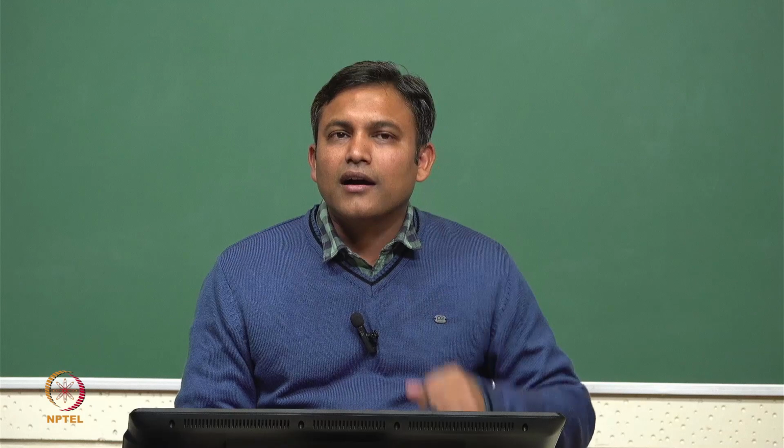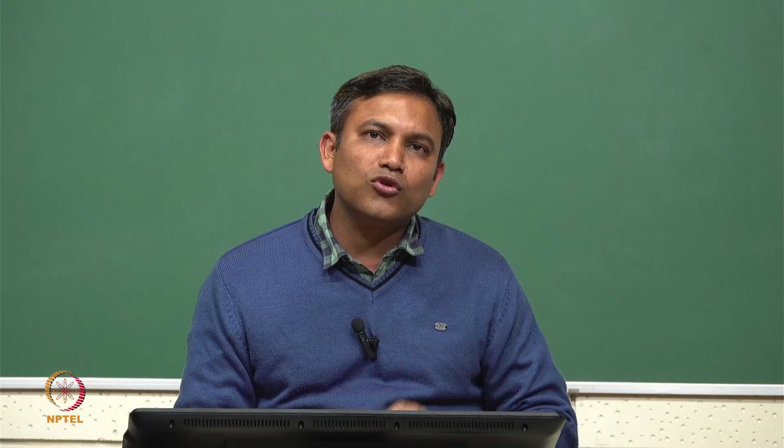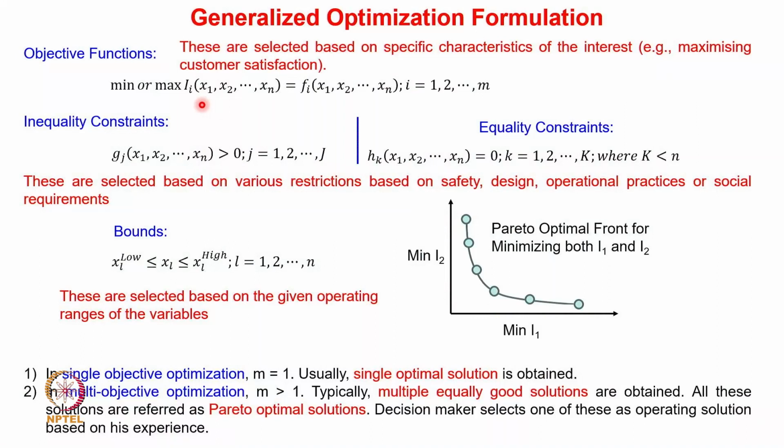Another objective could be to maximize the profit. Another objective we can have is to maximize the sustainability index, isn't it? So all these are the objectives we can use in the flow sheet design, and these objectives can be optimized by using different optimization methods. So in this case, all these objectives can be represented in a generalized form like this.